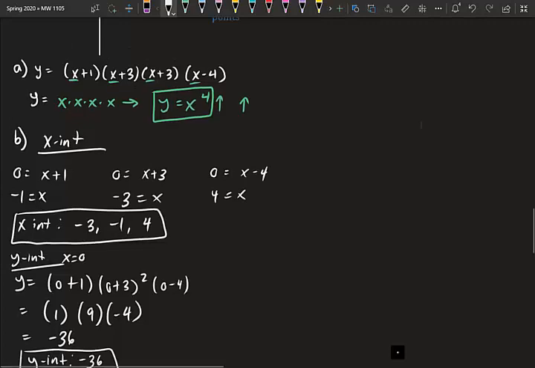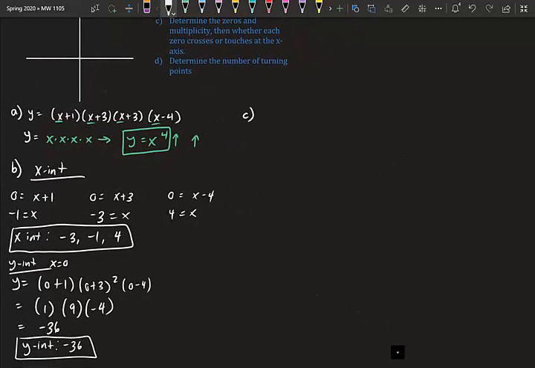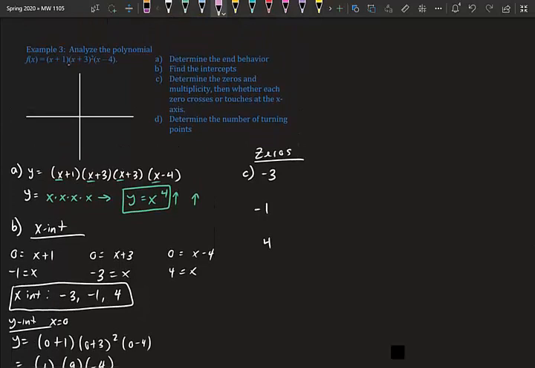Alrighty, part C is asking where they cross, where they touch, all of that goodness. So part C, we have 3 zeros. We have negative 3, we have negative 1, and we have 4. So negative 3, it comes from here. And the exponent is 2. So negative 3 has a multiplicity of 2. Therefore, that's what 3 dots mean. Therefore, it touches at negative 3, 0.